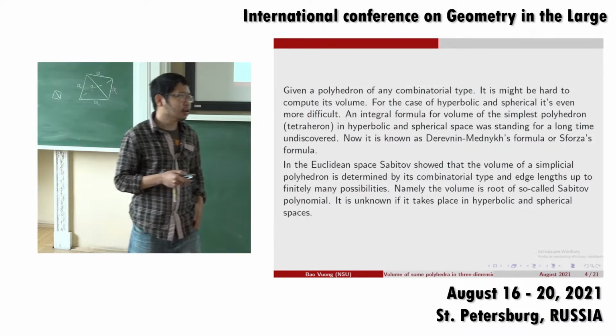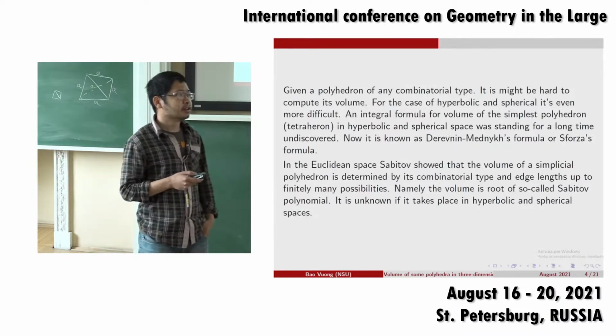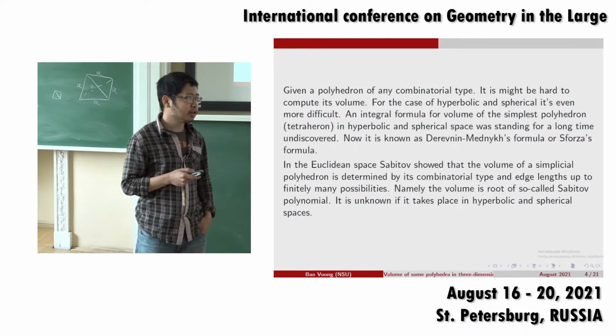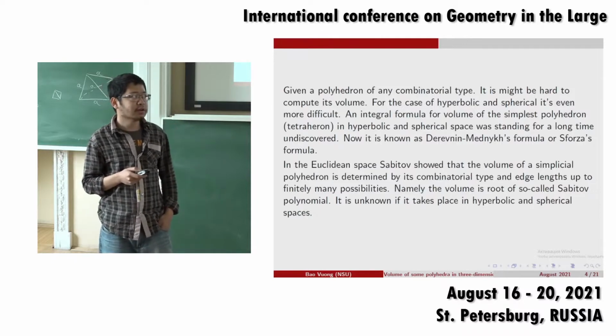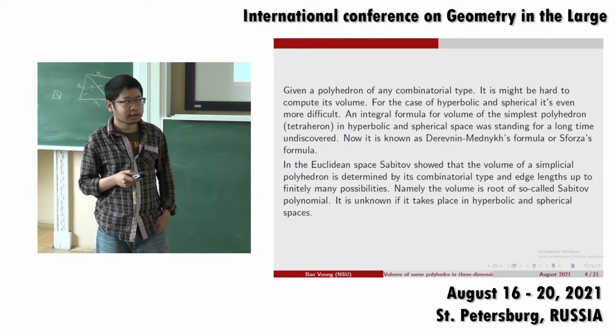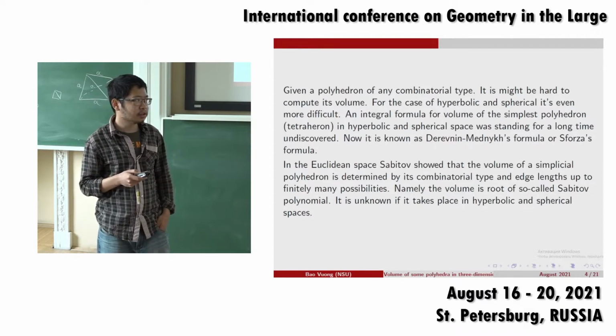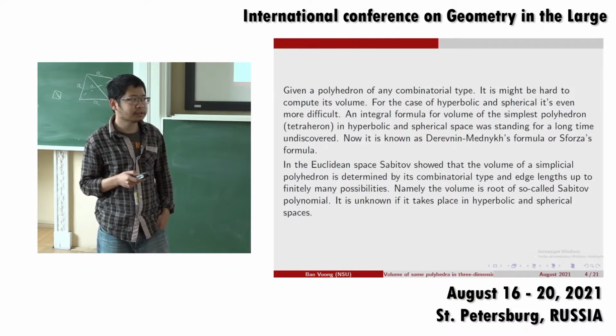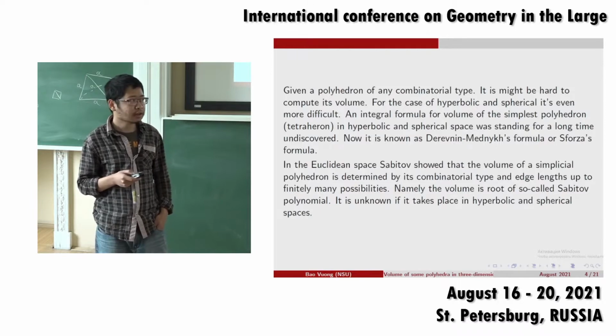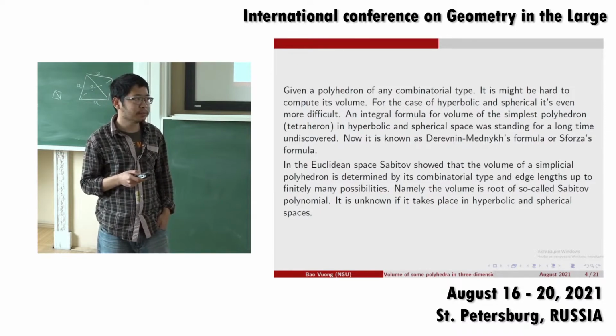Given a polyhedron of any combinatorial type, it might be very hard to compute its volume. For hyperbolic and spherical polyhedra, it's even more difficult. An integral formula for the volume of the simplest polyhedron, the tetrahedron in hyperbolic and spherical space, remained undiscovered for a long time. Now there is the Murakami-Ushijima formula, or the Sforza formula, which was mentioned in the last talk.